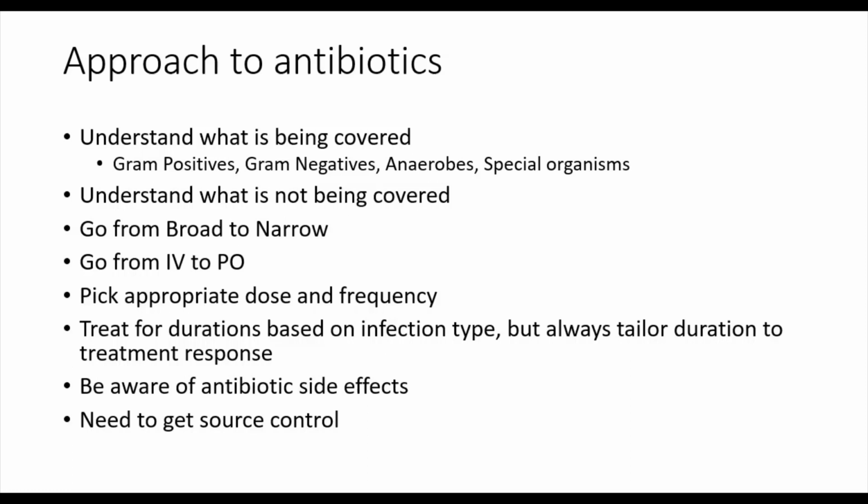But once a source of infection has been identified or suspected and an empirical antibiotic regimen is chosen, it is important to understand what is being covered by those antibiotics that you're prescribing, and more importantly, understand what is not being covered. For example, when you prescribe someone augmentin or amoxicillin clavulanic acid, it's good to understand that this has reasonably good gram-positive cover, gram-negative cover, and anaerobic cover, but it doesn't cover organisms like Pseudomonas or ESBL.